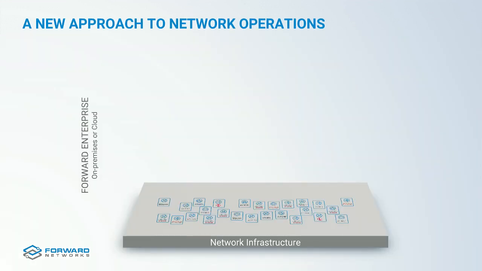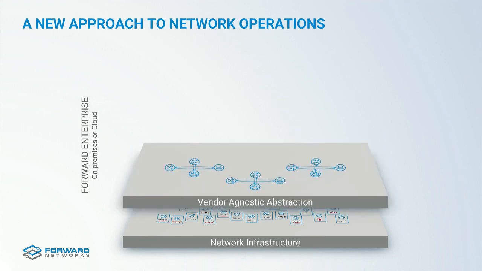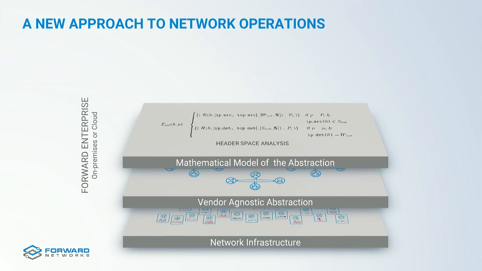So, what is Forward Enterprise? How does it work? Forward Enterprise is a software platform that's delivered either on-prem or via the cloud. At a high level, the platform connects to all the devices in the network, the switches, the routers, the load balancers, the firewalls, physical or virtual, and extracts the configuration and dynamic forwarding state from these devices. And then, it builds a behaviorally accurate model of the network in software. Using our core algorithms called header space analysis, it then reasons about every possible way in which any packet can be forwarded by this network, not just the traffic that's currently flowing through the network.